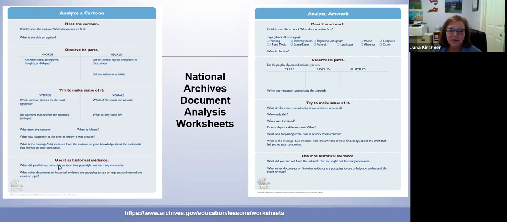And then I like this one as well at the end, that we use it as historical evidence. We've just analyzed this cartoon or this artwork or this artifact. Now, what's it going to tell us about history? The clues that we might be able to figure out about the time period or the place or the perspective of the person who wrote it or drew it. So if you haven't used the Archives ones or the Library of Congress ones, those are my favorites first.